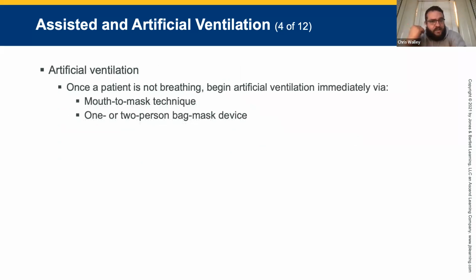So we're going to take this device and hook it up to our portable O2, or our main O2 in our ambulance, and work on this. Artificial ventilation is once the patient is not breathing, you're going to begin artificial ventilation immediately. You can use a mouth to mask, or a 1 or 2 person bag valve mask. If you decide to do mouth to mask, I'm not telling you that you're wrong. I'm just not going to do that because my personal opinion is I don't want to be that close to somebody that may vomit.